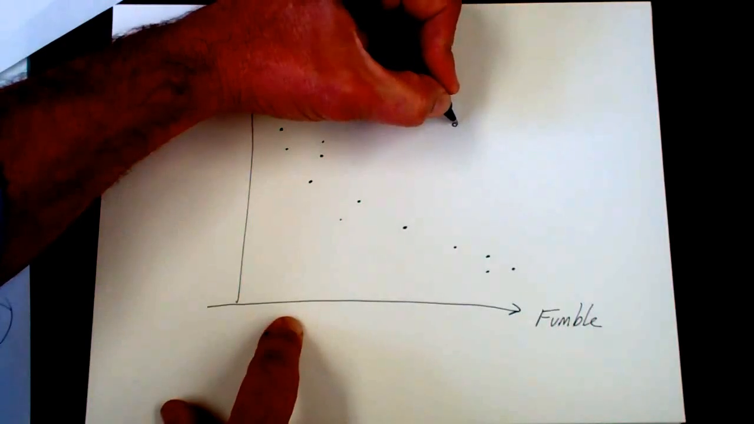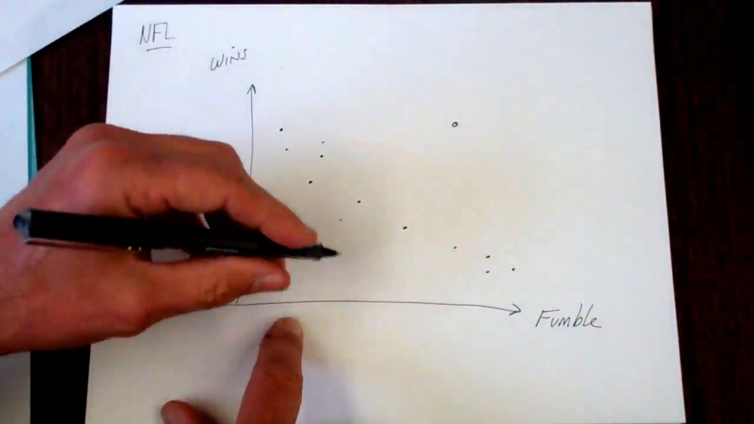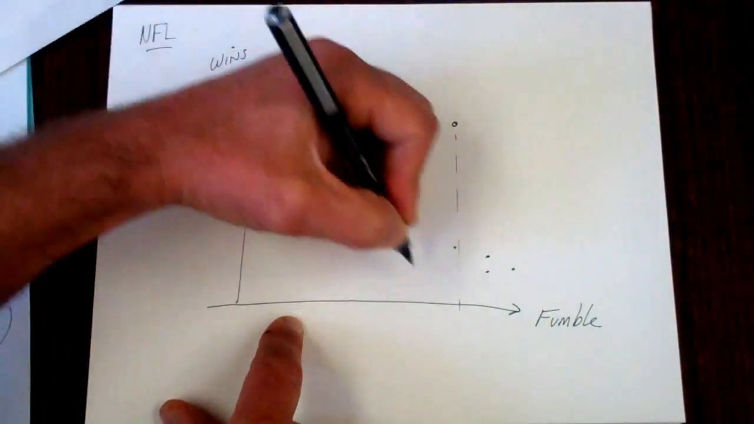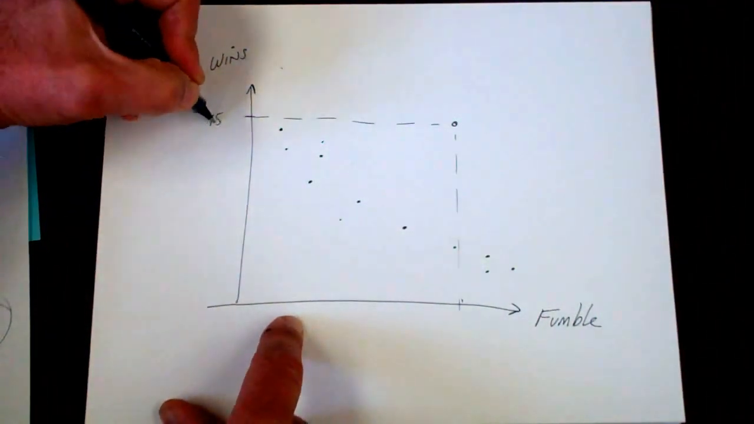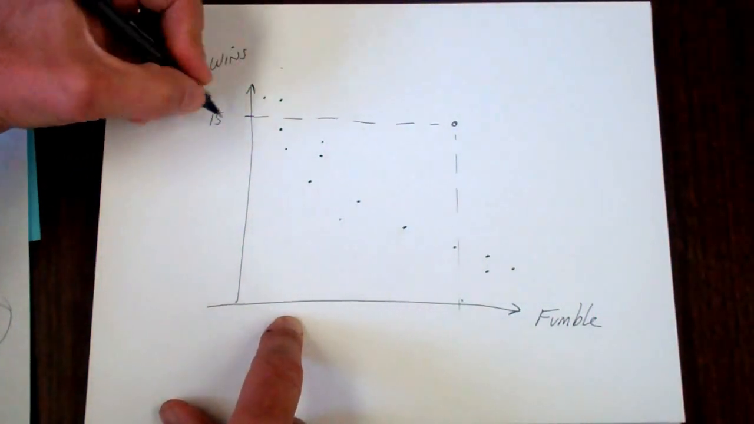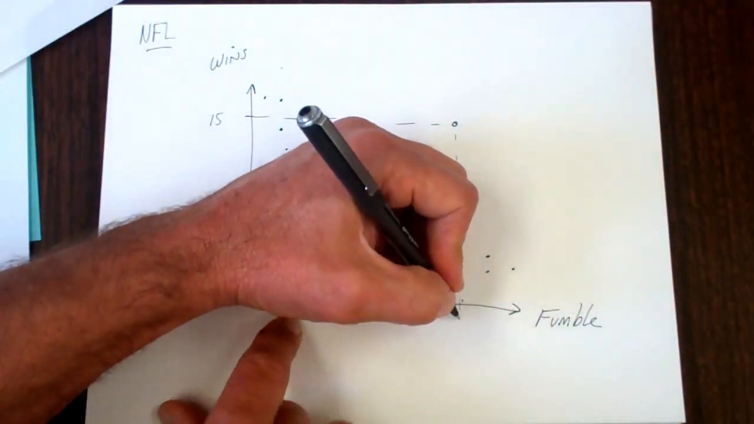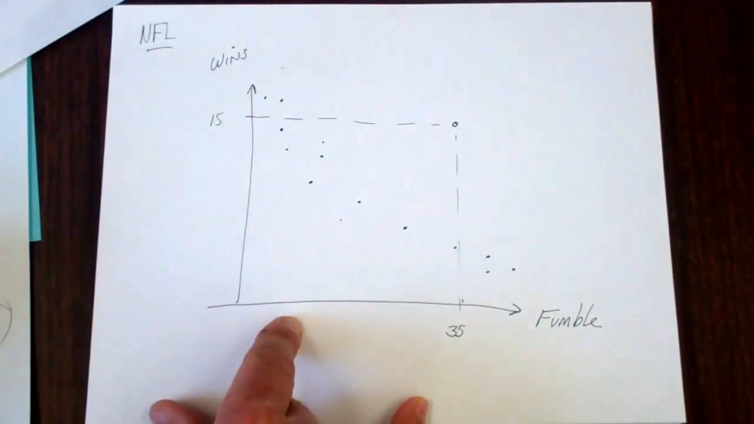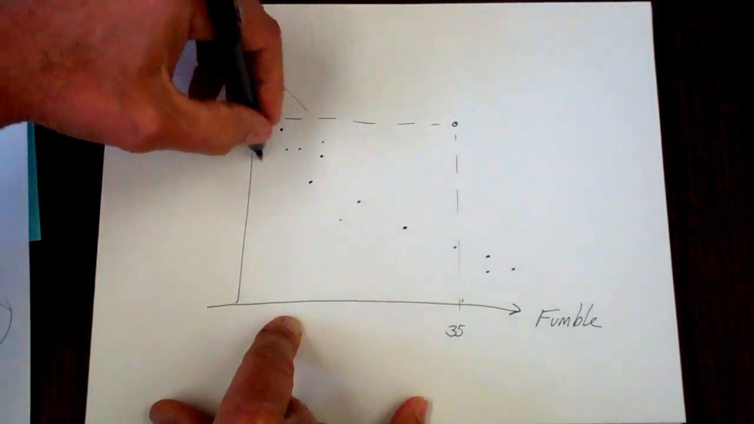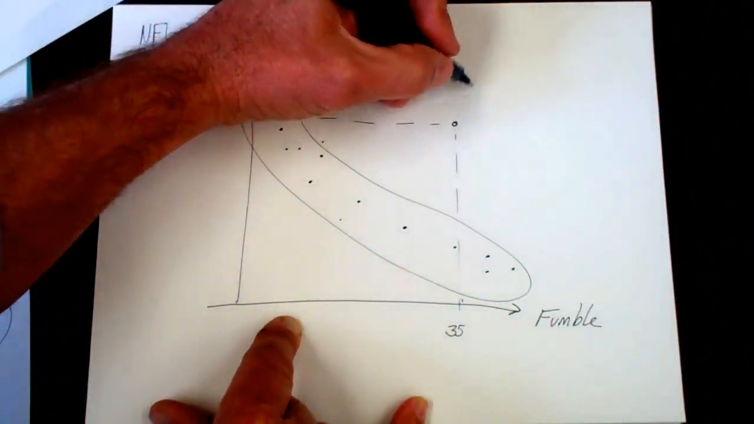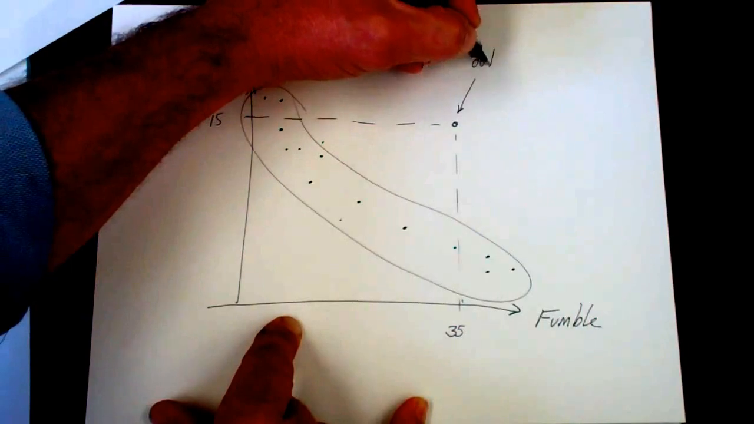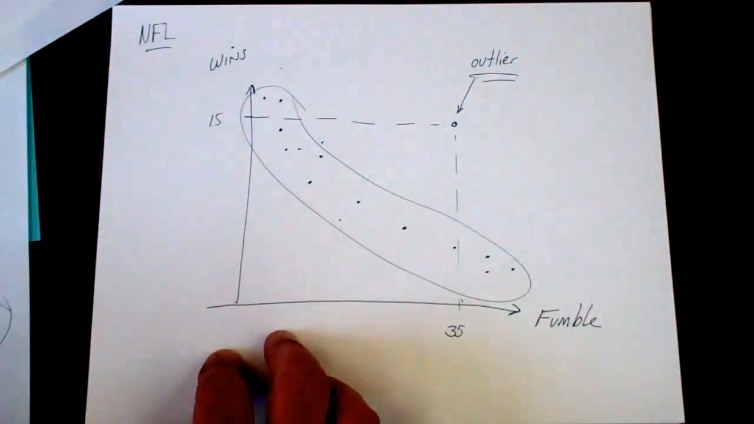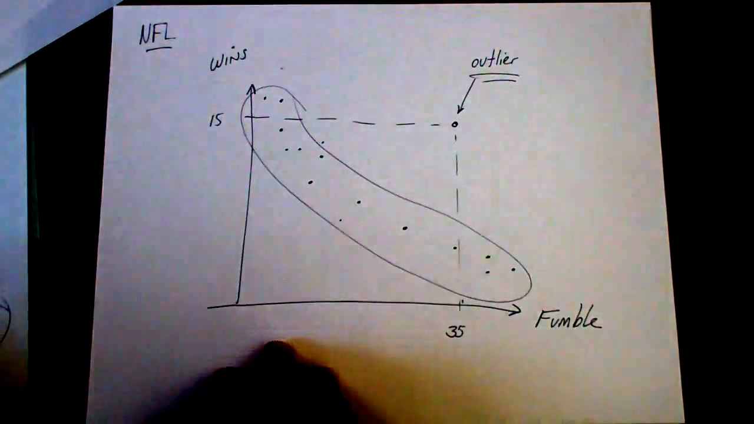This might be an example of an outlier. An outlier might be a team that had many fumbles, but also had many wins, right? So maybe they won 15 games, but they had a lot of fumbles. Let's say in the course of the season, maybe they had 35 or 40 fumbles, right? So do you see that there's a general relationship here, and there's one individual observation that lies outside of the normal relationship. That's called an outlier.